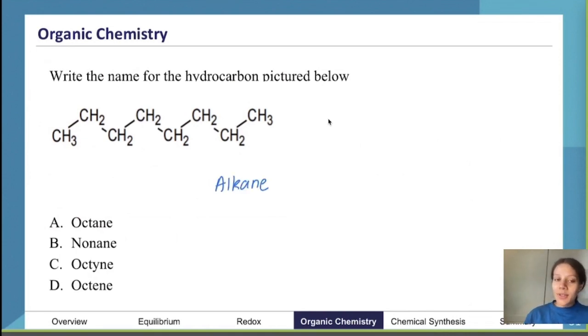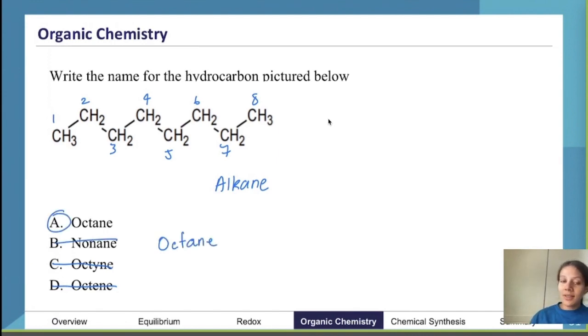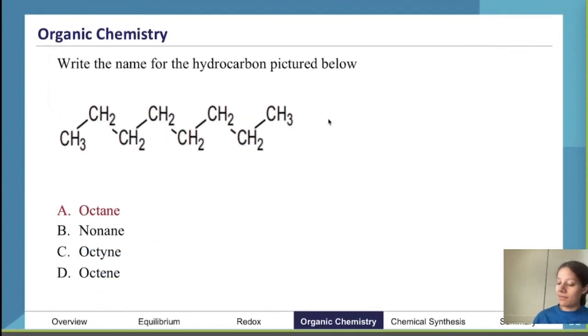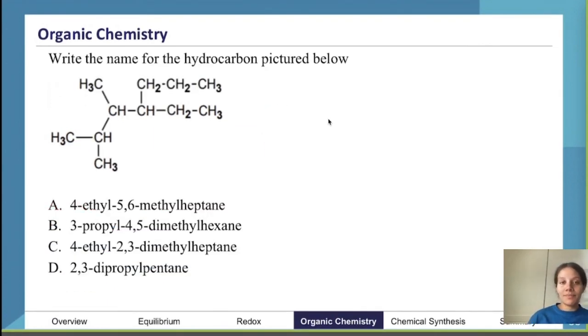Looking at the answer options, we can already rule out octyne and octene because we don't have an alkyne with a triple bond in it, and we don't have an octene with a double carbon bond either. Now the only difference between octane and nonane is how many carbons are in that chain. Here we have 1, 2, 3, 4, 5, 6, 7, 8. So 8 means we're going to have the prefix oct, and that's going to be octane. So that's how A is our correct answer there. So yeah, we have octane.